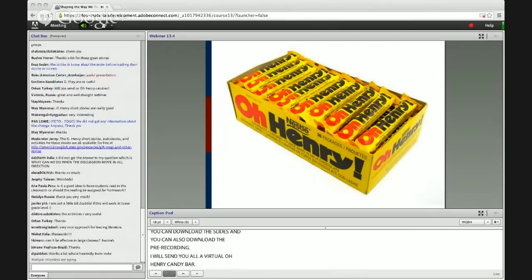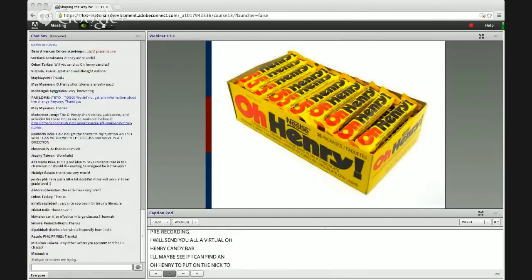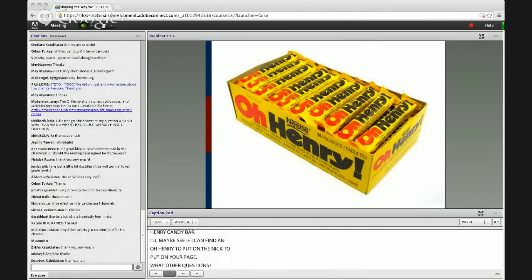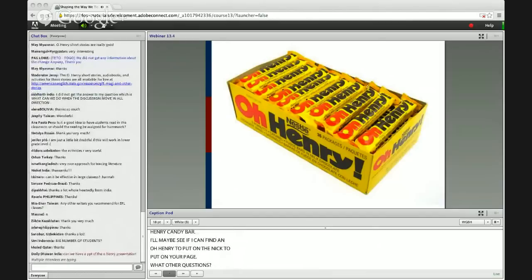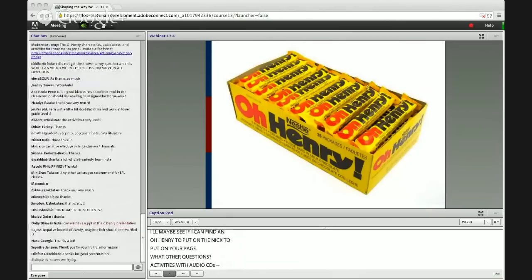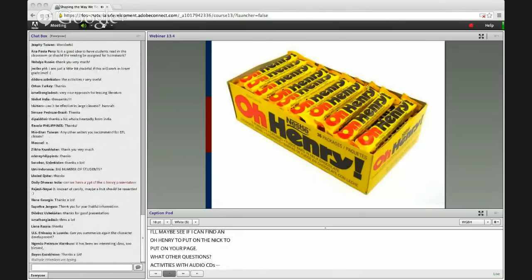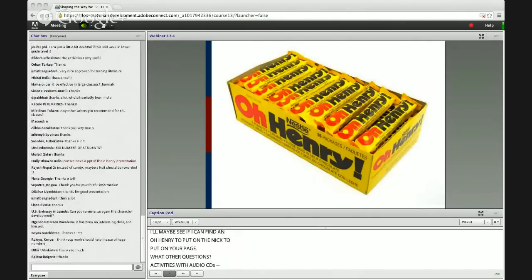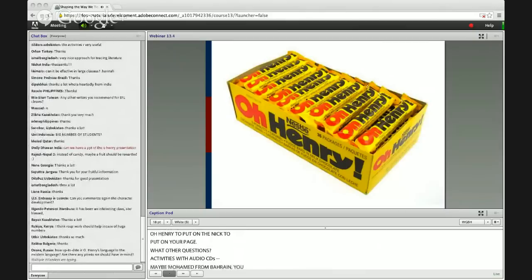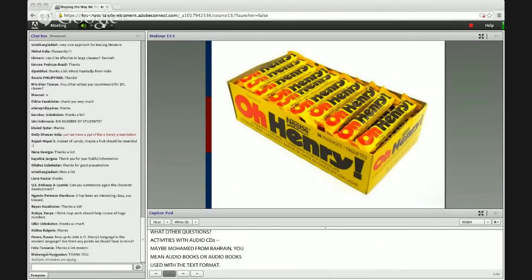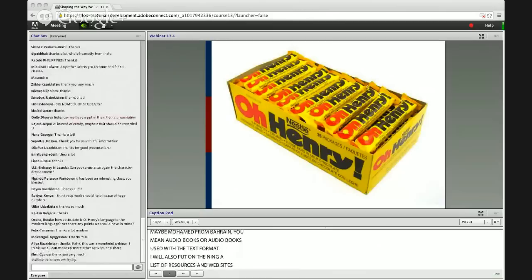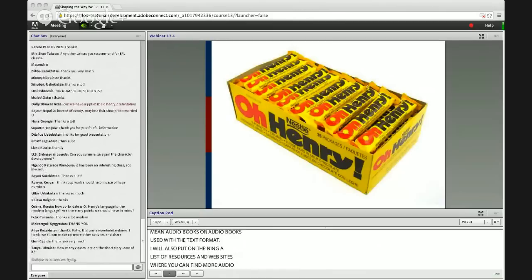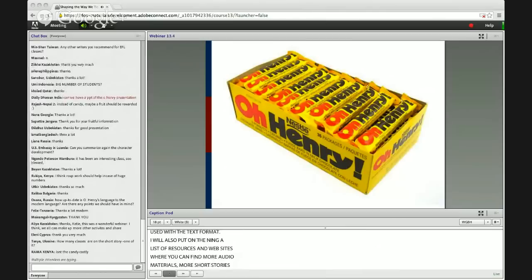Activities with audio CDs. Maybe Mohammed from Bahrain, maybe you mean the audiobooks. Each of these activities can be used with the audiobooks, or they can be used with the textbooks, the text format. I will also put on the Ning a list of resources, a list of websites where you can find more audio materials, more short stories that you can use in text and audio as well. There's also a link where you can learn more about O. Henry.